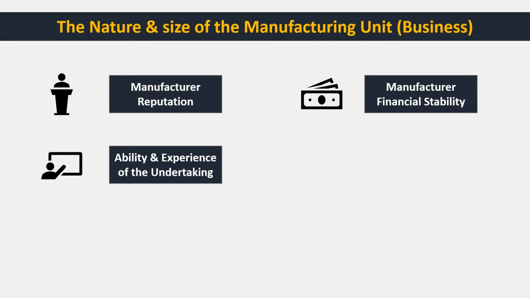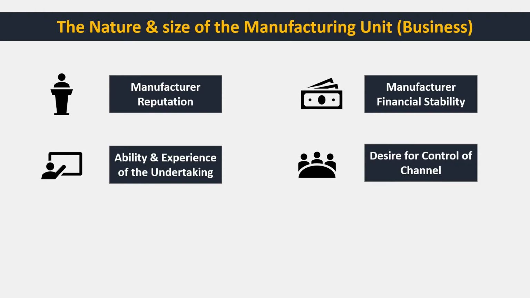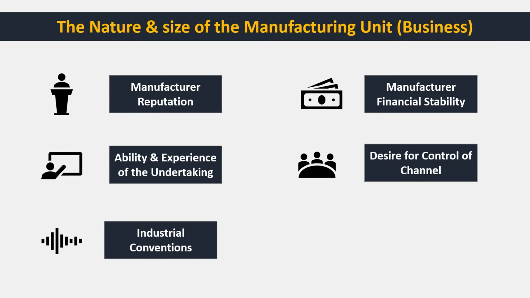They have lesser dependence on undertaking intermediaries. Desire for control of channel. A manufacturer may resort to a shorter distribution channel in order to exercise effective control over distribution. This is suitable in case of perishable goods and is helpful in establishing direct link between the manufacturer and the consumer. Industrial conventions. If a particular mode of distribution is adopted in an industry, the same will be followed by every business in that industry in distribution of their products.